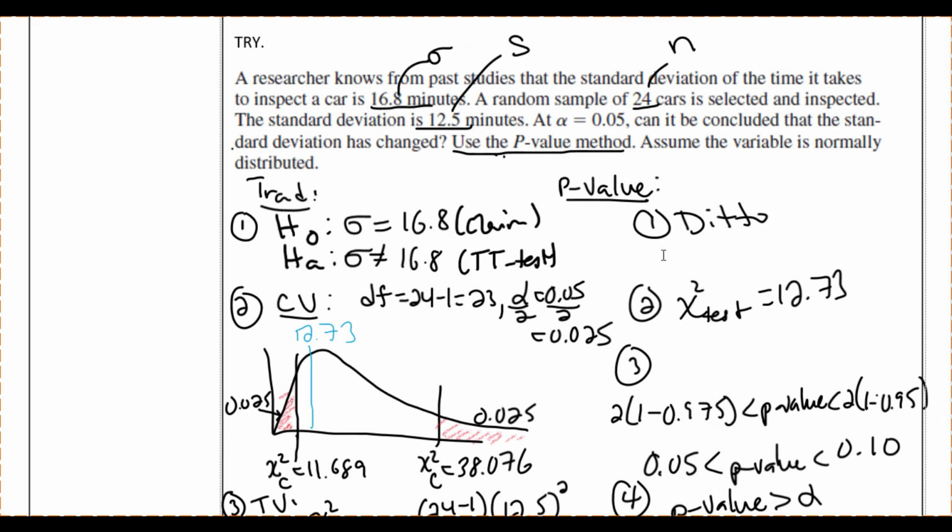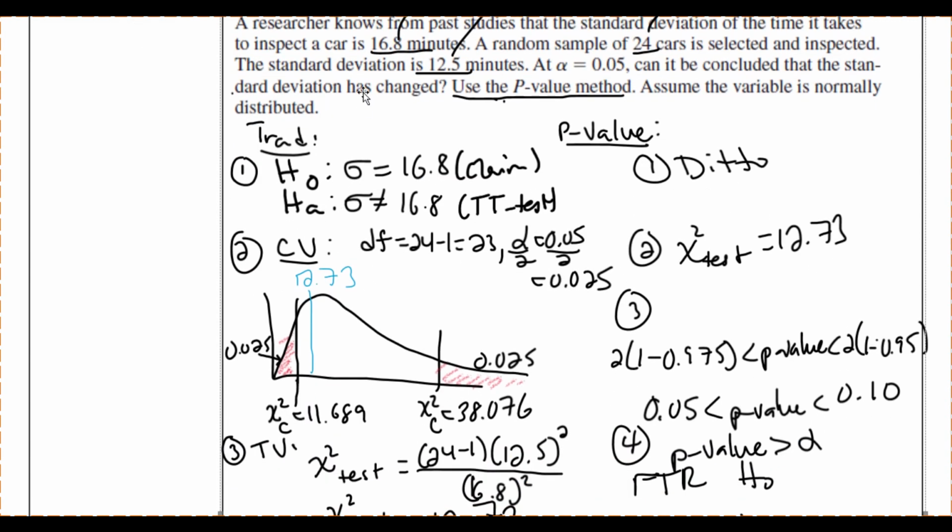I went ahead and did the problem just to save a little time, so I'll just do a walkthrough of the problem. It says that the researcher knows that the standard deviation is 16.8. So that's why we said that sigma is equal to 16.8 for the null hypothesis. And we're going to do the direct opposite, which is not equal to, for the alternative. Since it's not equal to, this means we're looking at a two-tailed test.